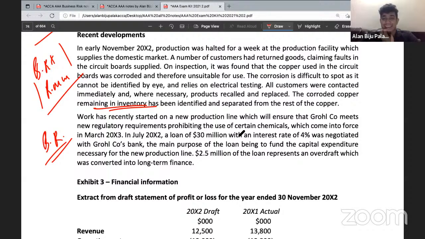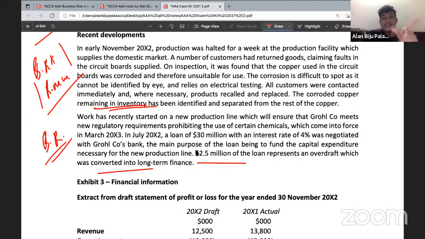Company has taken a loan of 30 million for the new production line, and they haven't mentioned whether it is a current liability or not. Instead, they have given another line here that 2.5 million of the loan represents an overdraft, which has been converted into long-term finance. So what should be the accounting treatment here? Non-current liability. So it's a non-current liability.